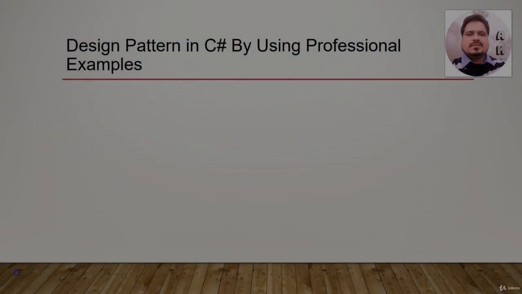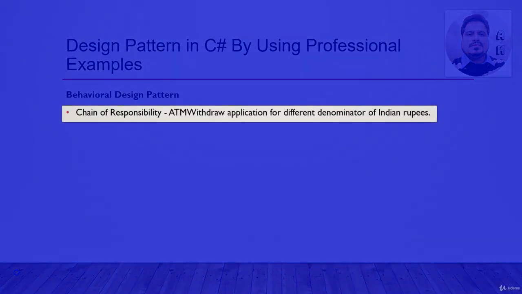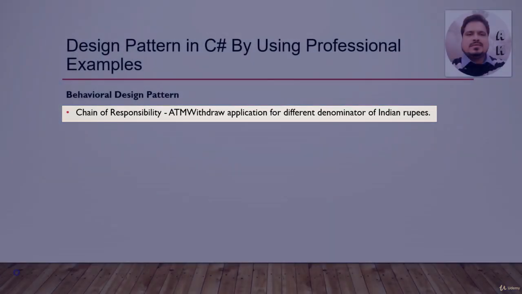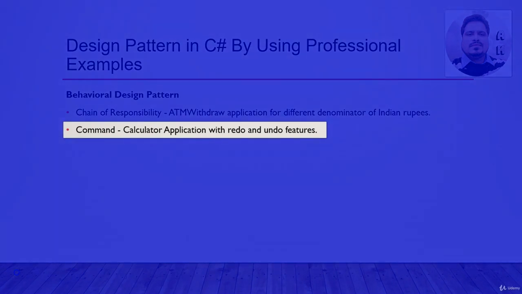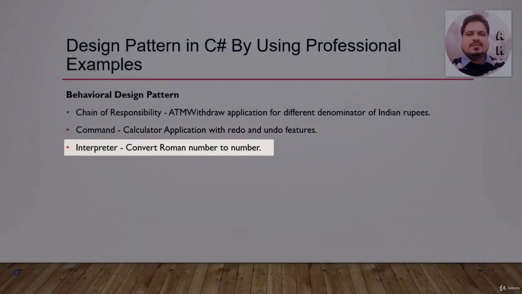And finally, we will continue with behavioral design patterns. Under this, we will check chain of responsibility. Here we will use an ATM withdraw application for different denominations of Indian rupees. Command pattern: here we will use a calculator application with redo and undo features.